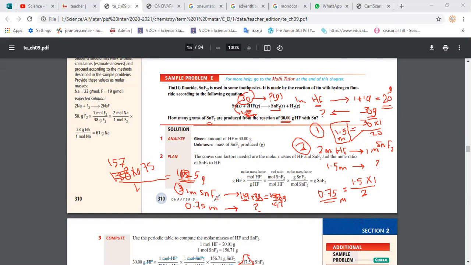The molar mass of tin fluoride is 157 gram, that's of 1 mole. So 0.75 mole of tin fluoride is going to represent 117.5 gram, which means that each 30 gram of hydrogen fluoride are going to produce about 117.5 gram of tin fluoride.